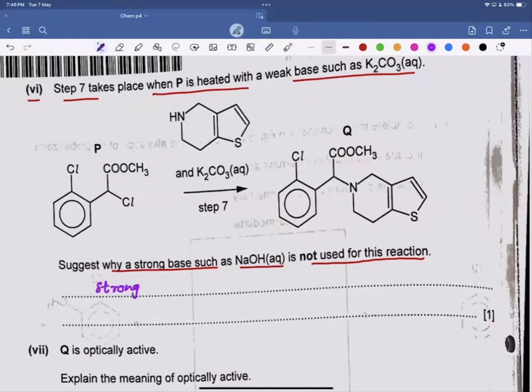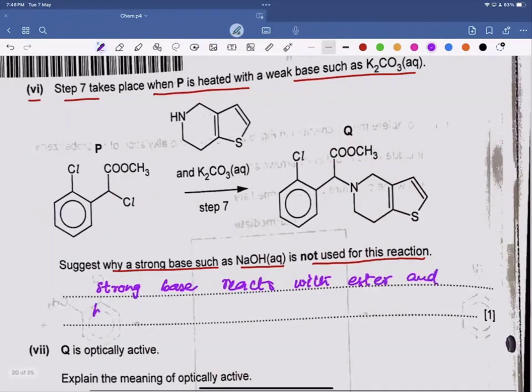So strong base reacts with ester and hydrolyzes it. Is this clear to all of you?